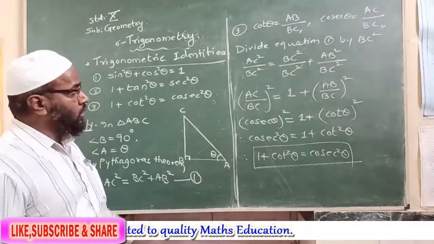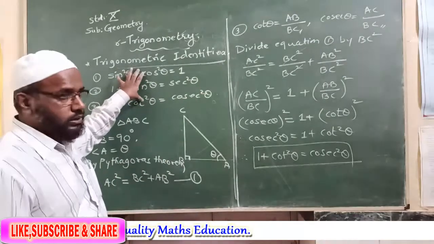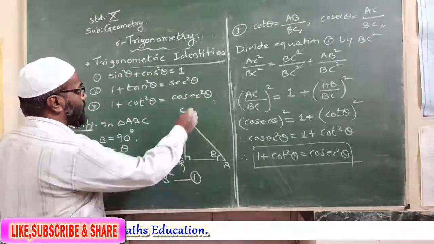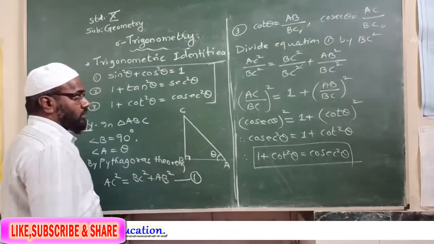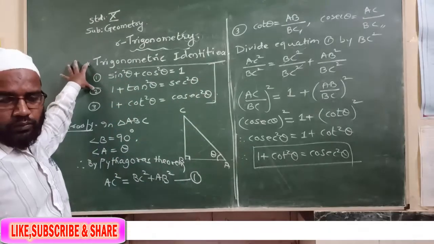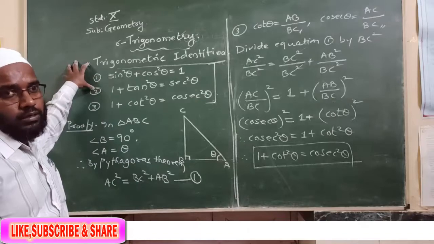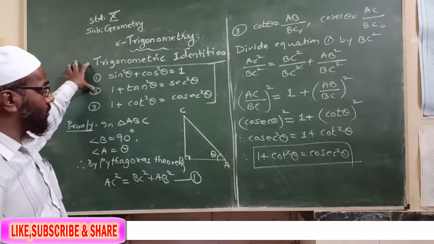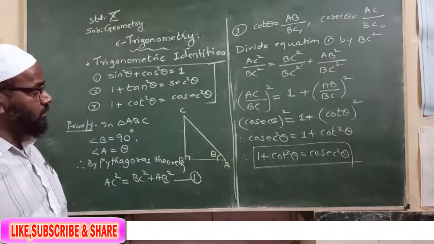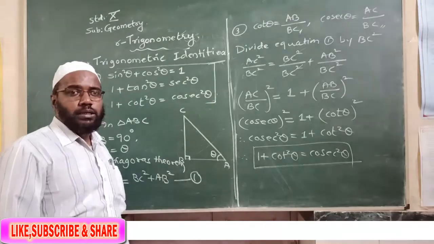Okay, so remember these three identities, their proofs, and also remember these three identities because these three identities are very useful for practice set 6.1. Okay, now in the next video we'll solve some examples from practice set 6.1.